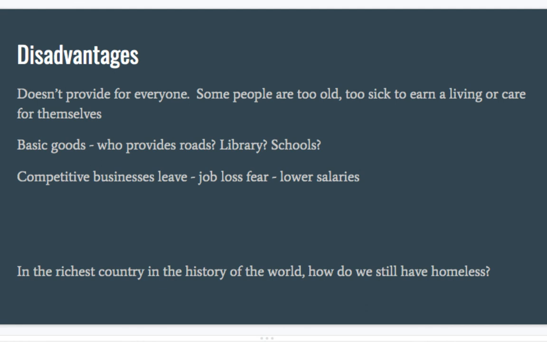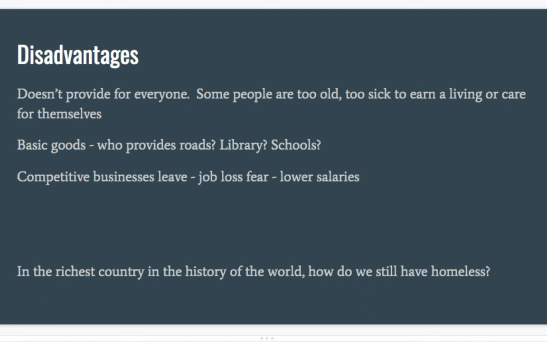Competitive businesses leave, there is fear of job loss, and there are lower salaries. Meaning that competitive businesses are going to compete. They're going to go to the places where there are the cheapest taxes, and they're going to make sure that they have the best workforce, which leaves those other people behind, the people who are too old or too sick to earn that living.